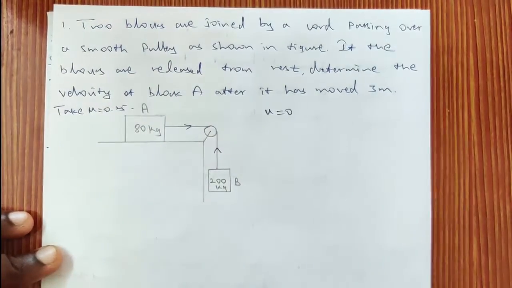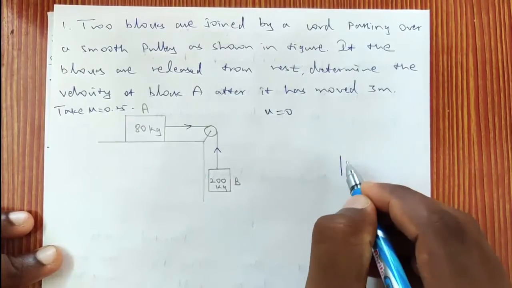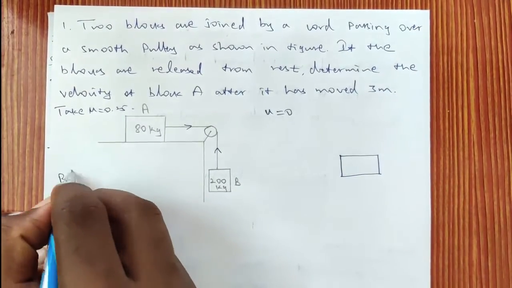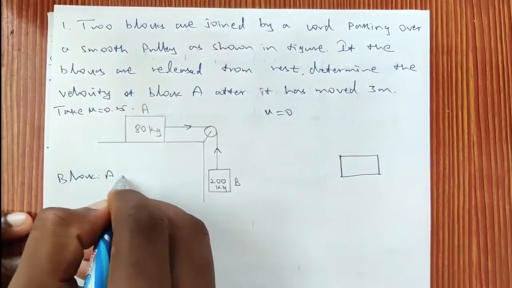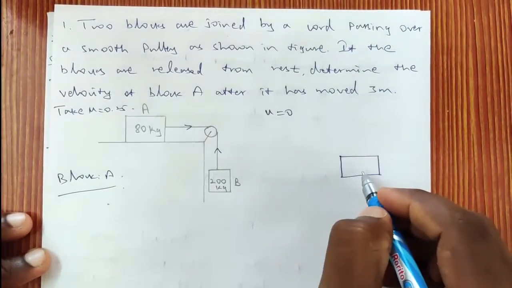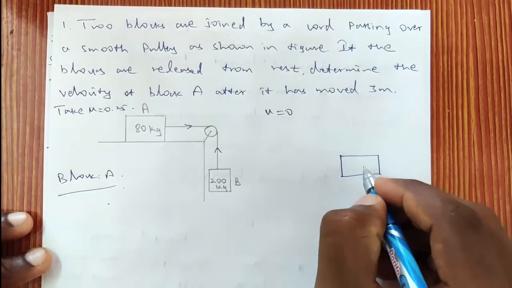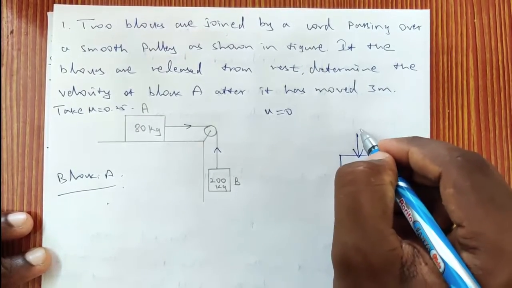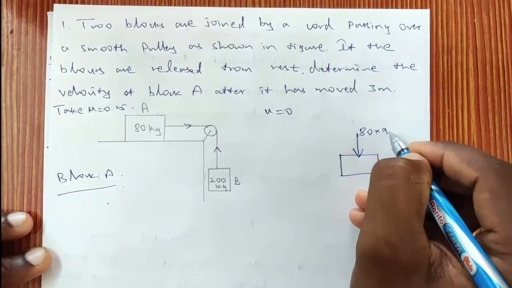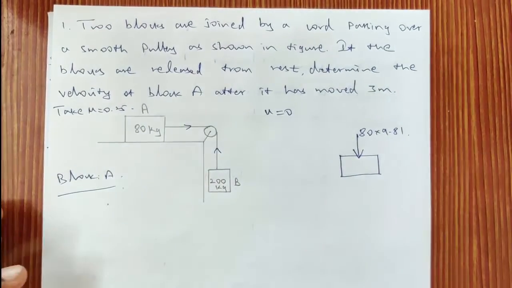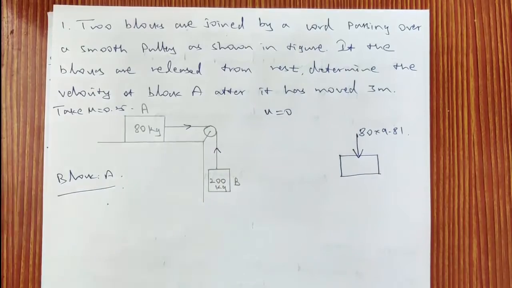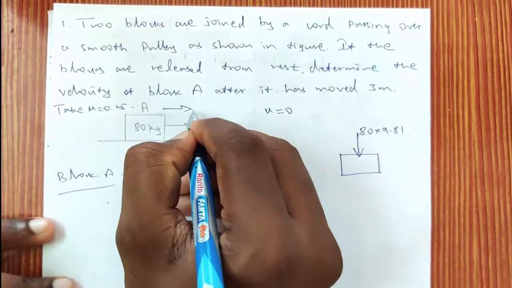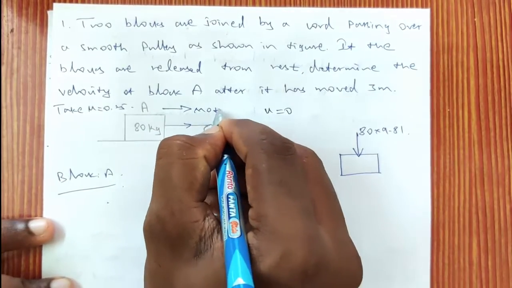Now we'll draw the free body diagram. First, let us consider the block A. The 80 kilogram is acting in the downward direction. Since it is given in kg, the weight is 80 into 9.81. Here the block is moving towards the right hand side. This is the direction of motion.